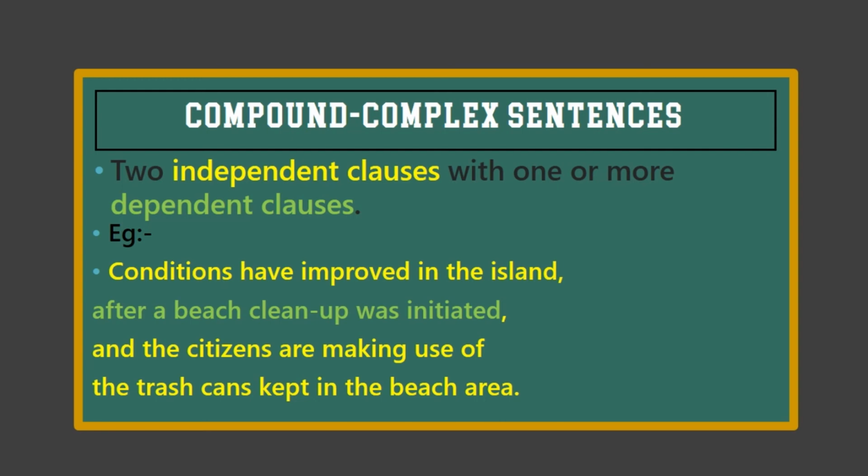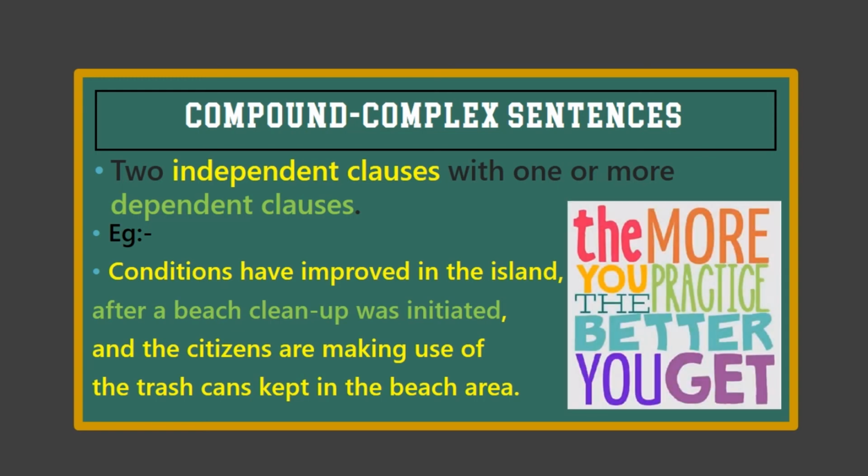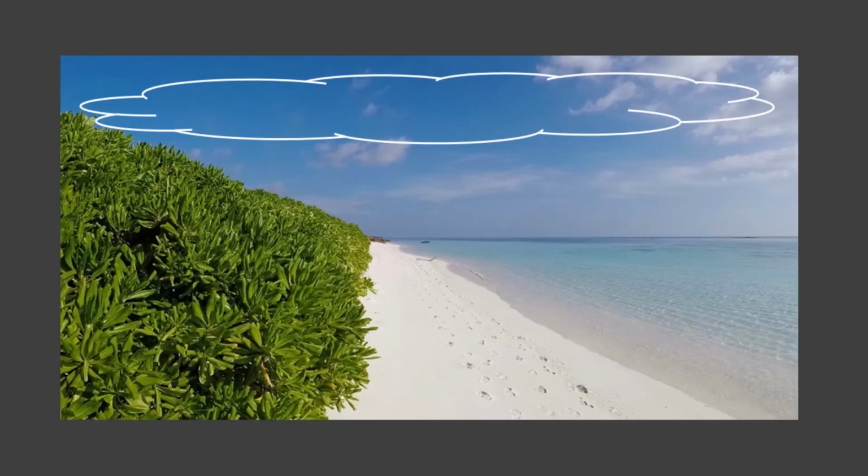Okay? So I hope you practice writing the types of sentences we've learned today, and remember children, the more you practice, the better you'll get. Okay? I have complete faith in you. Now let's have a look at some examples I've come up with using compound complex sentences. A clean beach would look something like this. What fun would it be to stroll along these beaches, right children?